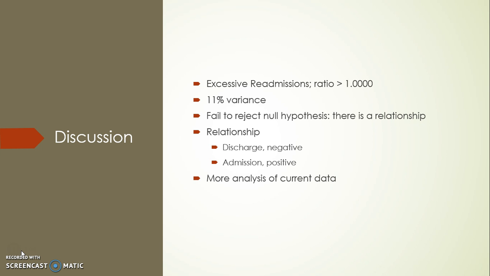The linear regression showed that 11% of the variance in excess readmission ratio can be attributed to the average number of discharges and readmissions. Both independent variables are statistically significant because their p-values are less than 0.05. Thus, we reject the null hypothesis because a relationship exists between the excess readmission ratio and the average number of discharges and readmissions.